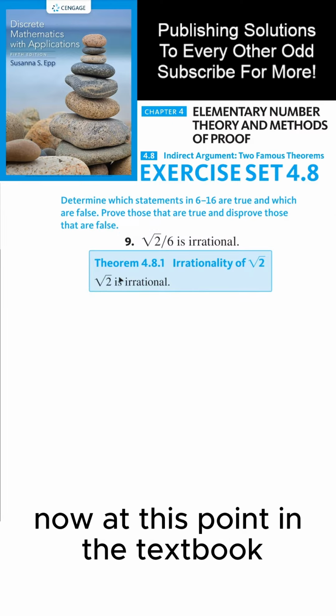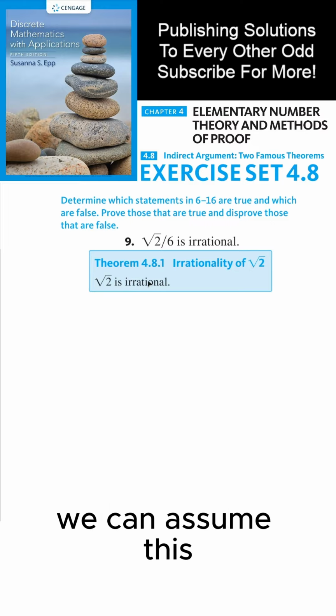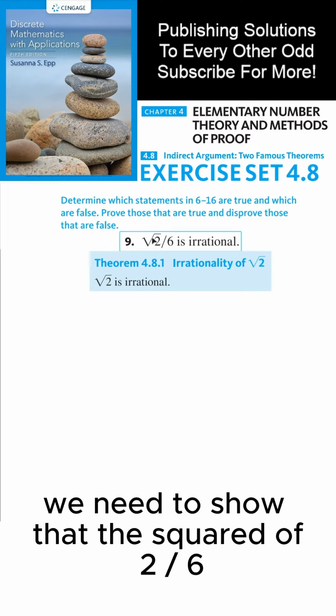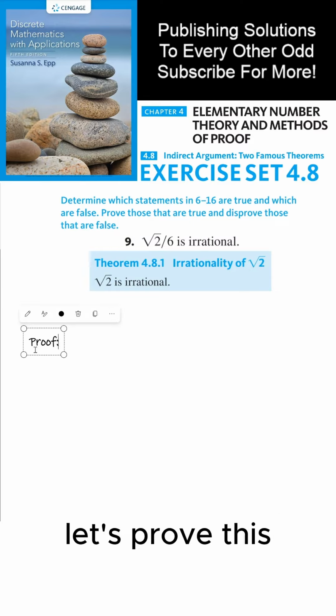Now at this point in the textbook, we have that the square root of 2 is irrational. We can assume this. And so from here, we need to show that the square root of 2 divided by 6 is also irrational. Let's prove this.